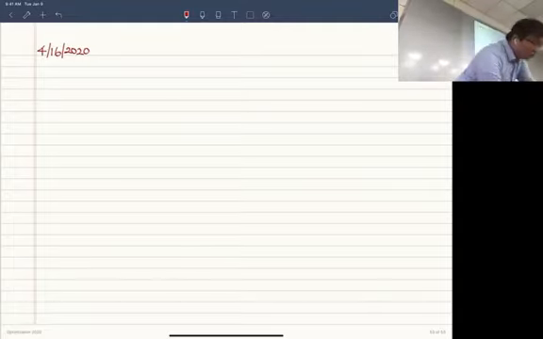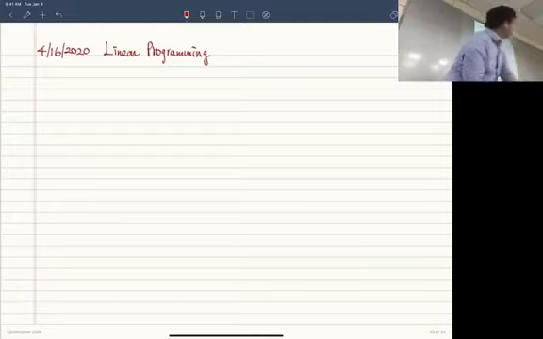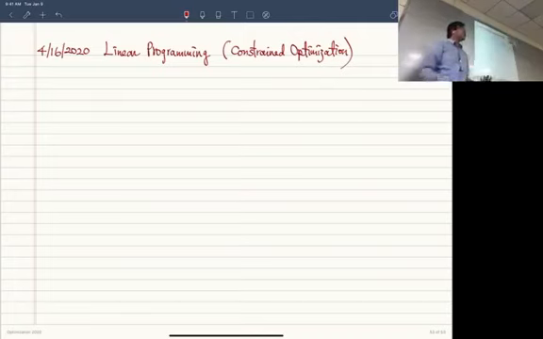Okay, so cool. We are going to introduce one method called linear programming. It's the simplest method in constraint optimization. In the past, we didn't consider constraints, but in reality, almost all design problems have constraints.